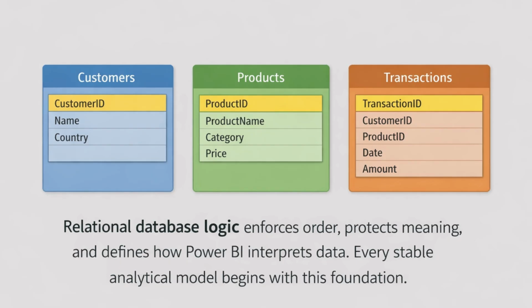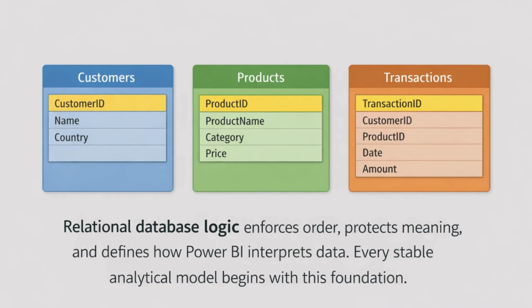One customer links to many transactions. One product links to many sales. Power BI relies on this structure to filter data correctly and add numbers accurately. When this structure is clear, reports behave in a stable and predictable way. When it is not, totals look reasonable but remain wrong, often without warning.